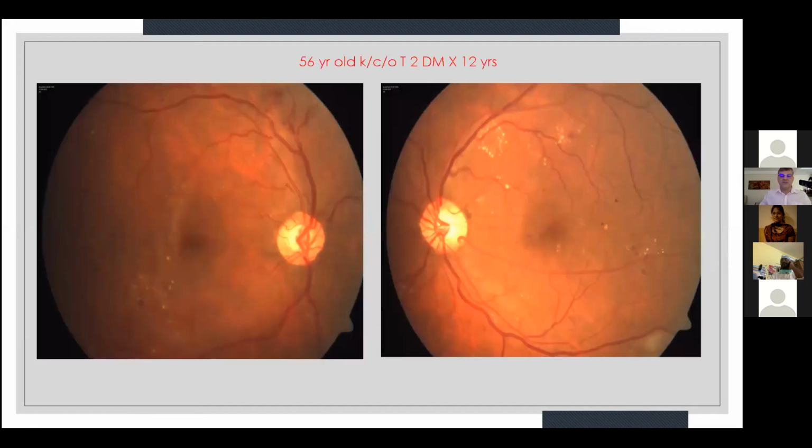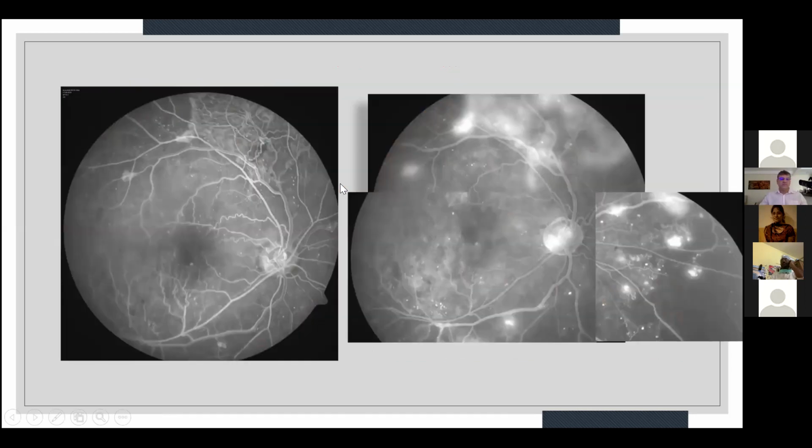This is a case of a 56-year-old male patient who presented to us with a history of type 2 diabetes since 12 years. On examination, we could see a few hard exudates, microaneurysms, dot blot hemorrhages, and a small neovascular frond in the supratemporal quadrant. As we did fundus fluorescein angiography, we saw the full extent of the neovascularization frond in the supratemporal quadrant, a large number of CNP areas, and multiple neovascular leaks in this patient.